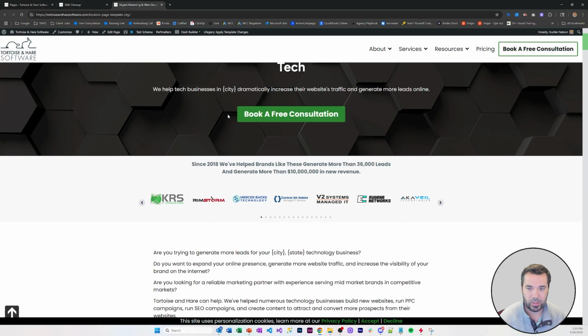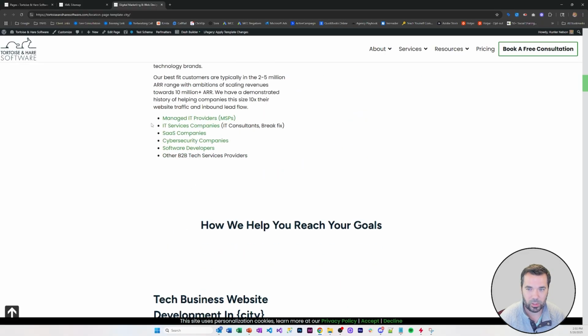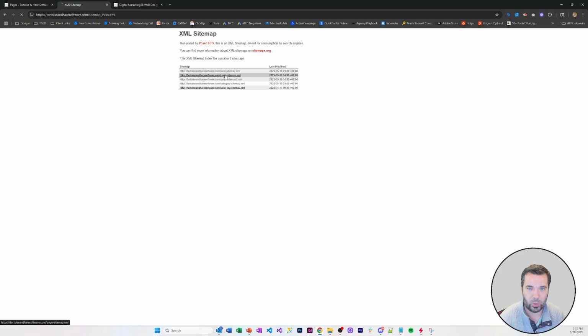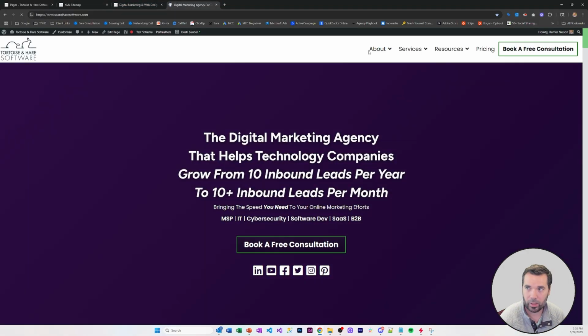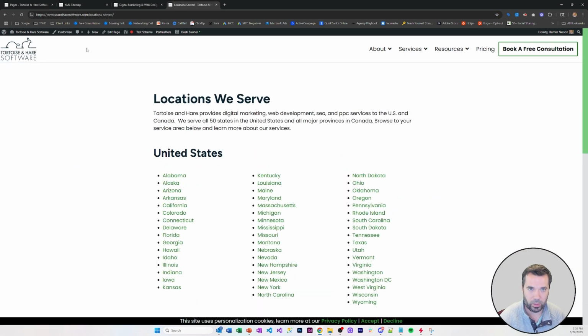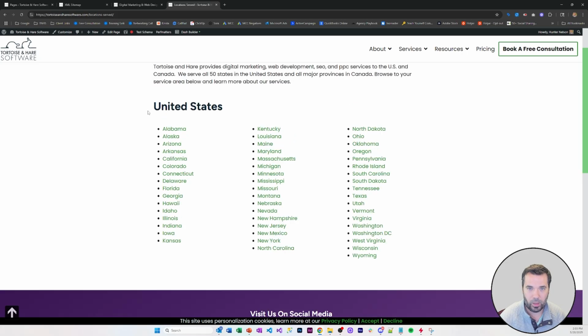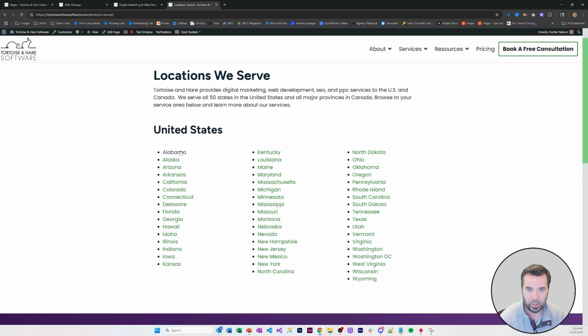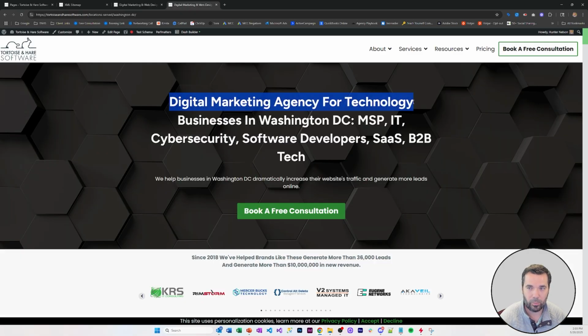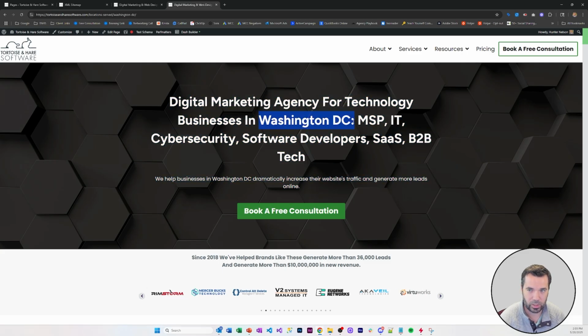I've also done that for a city page, so very similar template, but different. And if I come over here to the page sitemap, and actually just swap back over here to this, put a little footer link here to the locations we serve, and put like United States here, and then I've got 50 states in the District of Columbia here, all with programmatically generated pages. So digital marketing agency for technology businesses in Washington DC.